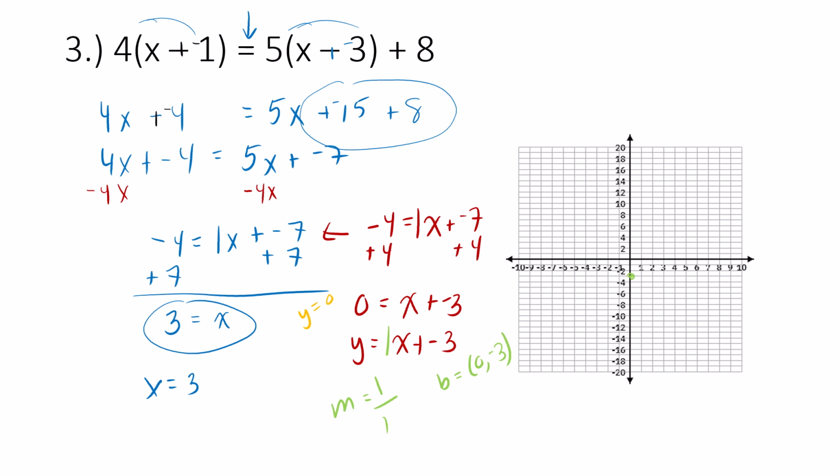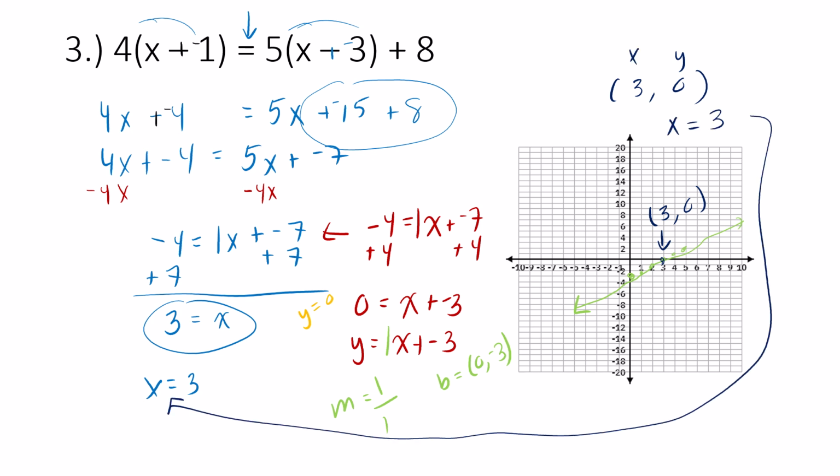up 1 over 1, and so on, enough to know where the x-intercept is. And there's my x-intercept right there at the point 3, 0. So we are saying when y is equal to 0, then x is equal to 3. And for the third time out of the 3 times, our graph confirms what our algebra says.